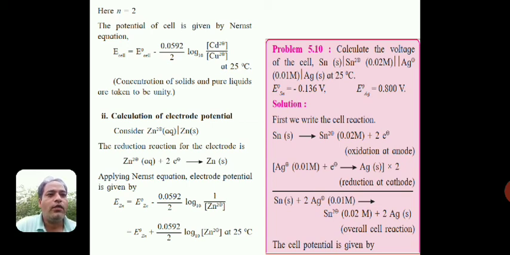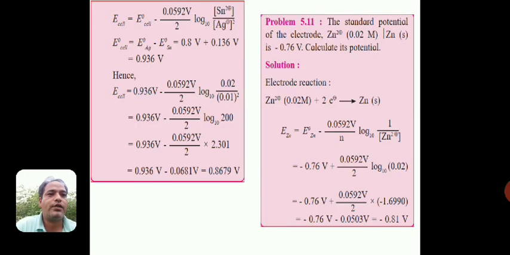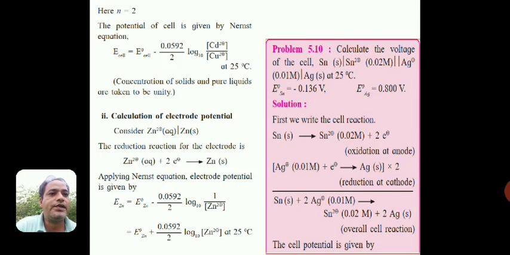So first we write the cell reactions as Sn gives Sn2+ plus 2 electrons, that means loss of electron takes place, that's why it is oxidation. Then Ag+ plus 1 electron, and that gives Ag only. So if we observe its oxidation state, Sn is having 2+ and that of Ag having 1+.